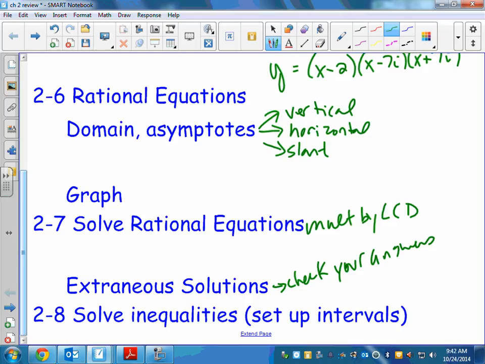And solving inequalities. Don't forget to exclude your asymptotes, right? You have to say, what can't x be? Solve the equation, set up your intervals. That's the whole test. Not so bad, right?